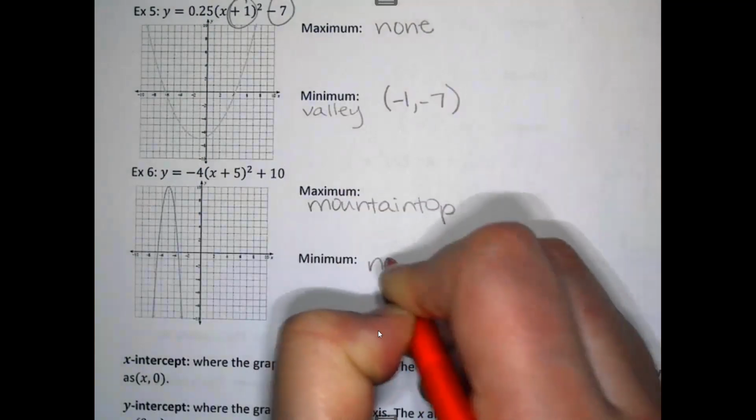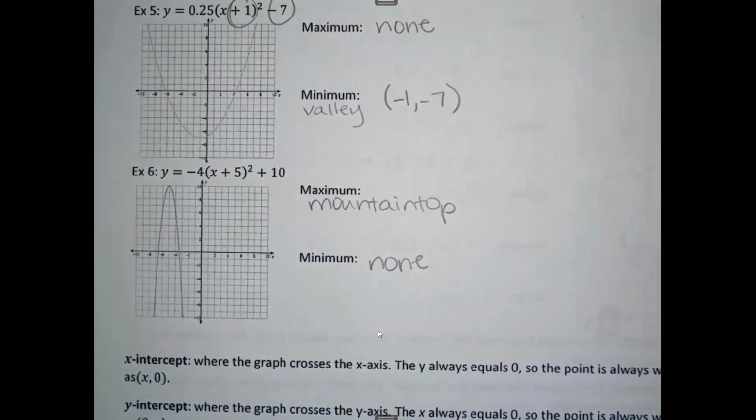It does not have a valley, so we're going to put none for minimum. Whenever you have one where the answer is none, where it doesn't have that answer, don't leave it blank. Write the word none. If you leave it blank, it looks like you don't know. If you write the word none, you show that you know that there's just no answer there.